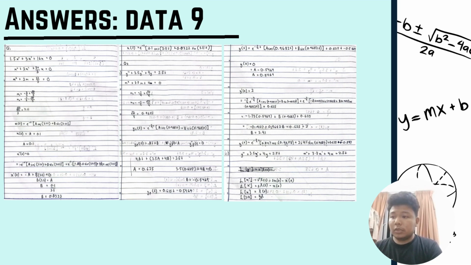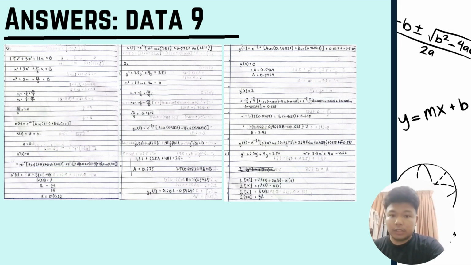Then we plug into the equation of x, e to the negative t, a cos 3.11t plus b sin 3.11t, because they have imaginary numbers. So when x(0), a is equal to 0.1. When x prime (0) is equal to 0.